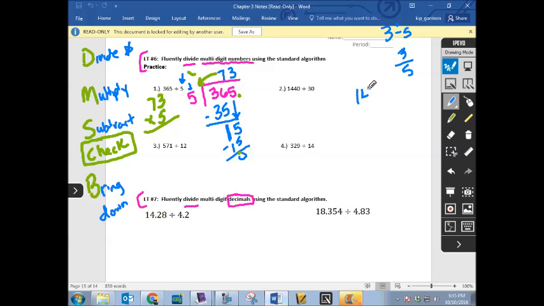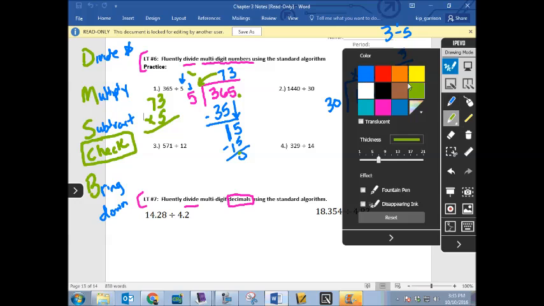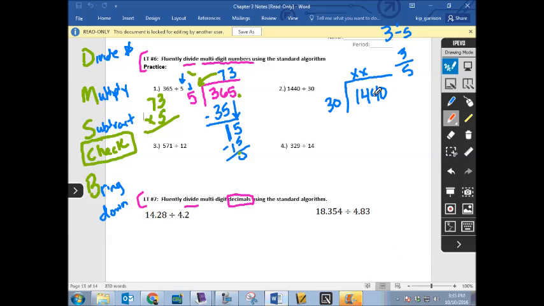Now we're going to do 1,440 goes on the inside. That's the dividend, and we're going to be dividing that by 30. Okay. Can 1 be divided by 30? No. Can 30 go into 14? No. Can 30 go into 144? Yes. So if you were taught to put x's there, you'd put x's above 1 and 4 because it wouldn't go into those. Okay? Or zeros or whatever, or just leave them blank.